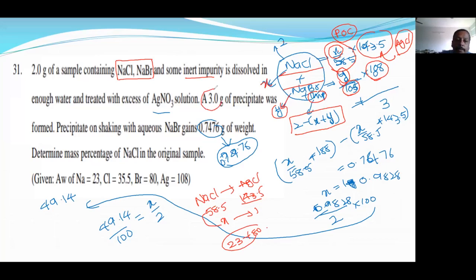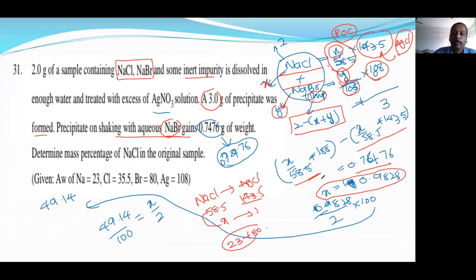3 grams of precipitate was formed. Total mass is 3 grams. But after shaking it with aqueous NaBr, something is eliminated. Whatever AgBr is formed, AgBr formed is how much? X upon 585, whatever the X, it is subtracted from the already formed. Then it is given as 0.7476. This is already formed and washed with aqueous NaBr. Then you will find the X value. The X value is 0.9828.